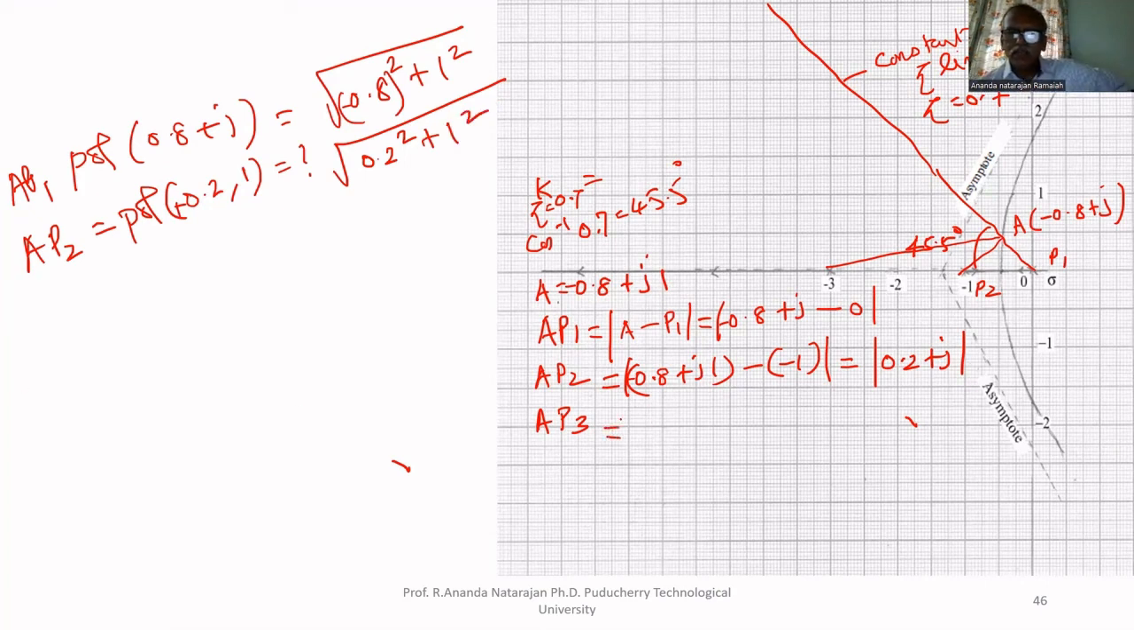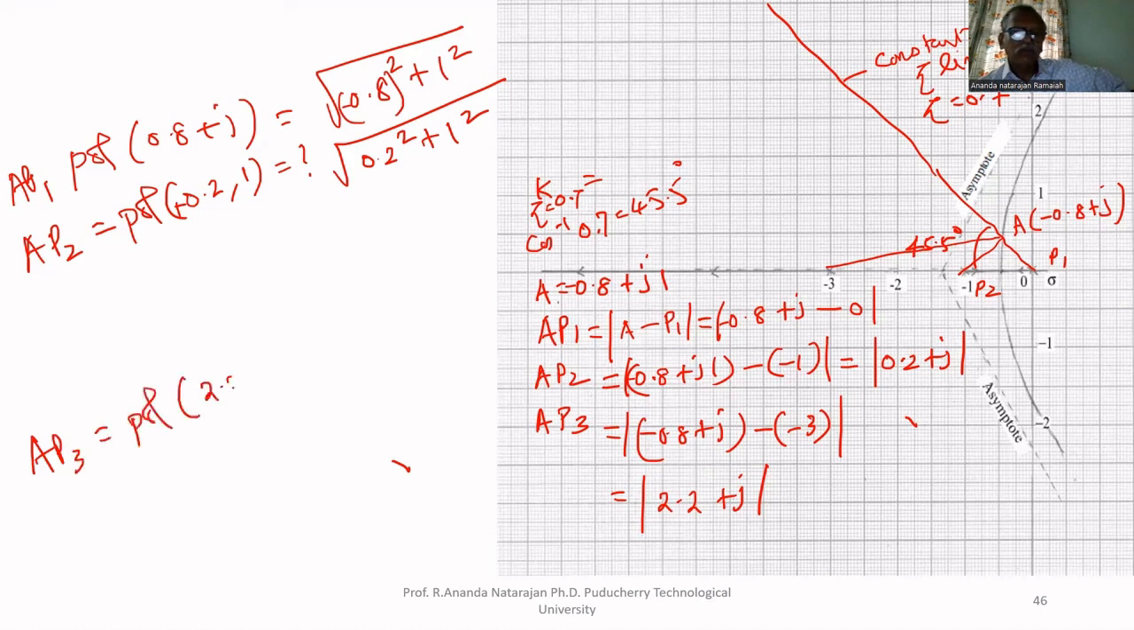AP3 equal to what? AP3 equals minus 0.8 plus j minus of minus 3, since the next pole is at minus 3. Therefore, what you will get is 2.2 plus j. Therefore, the length AP3 equals polar coordinate of 2.2 comma 1, or you can calculate the square root of 2.2 square plus 1 square. This way also you can find.